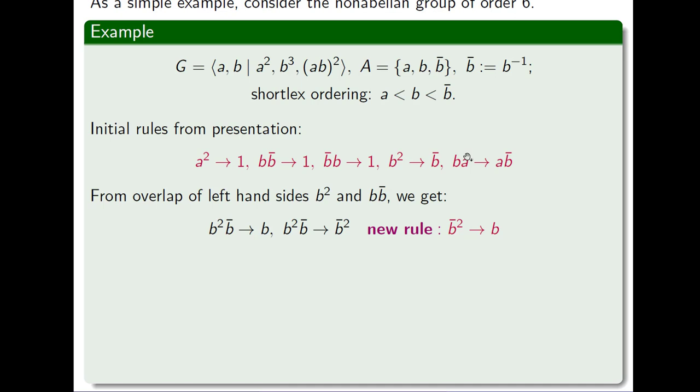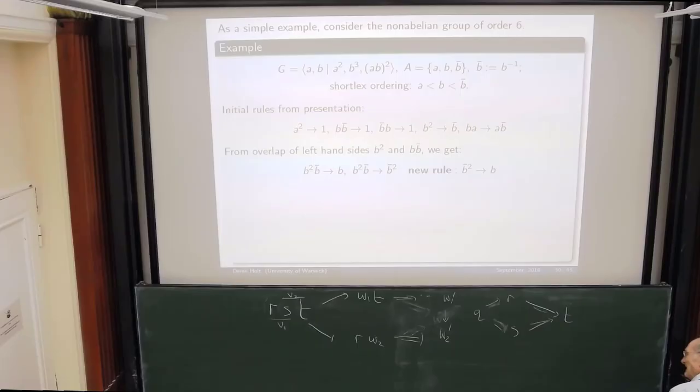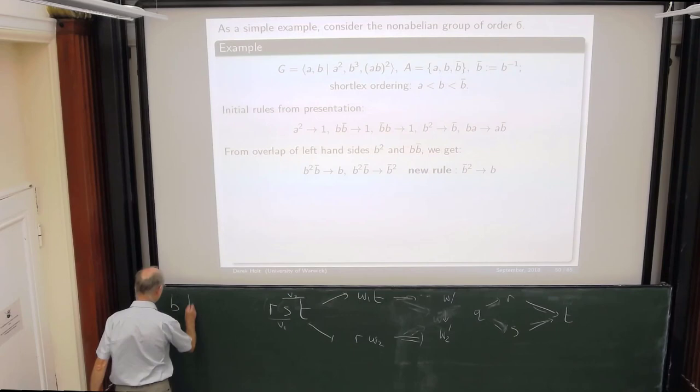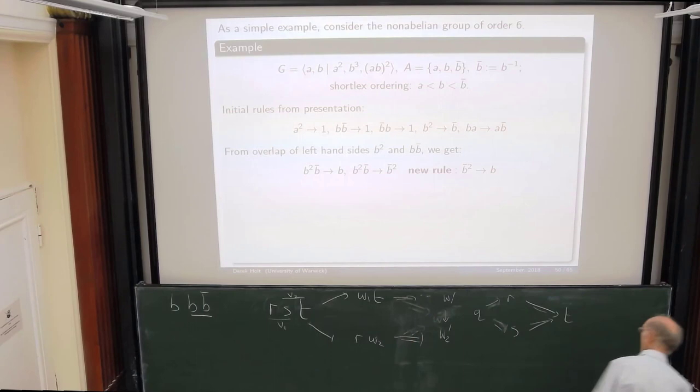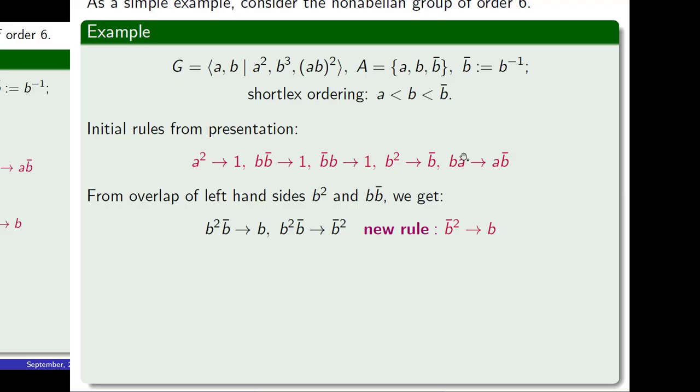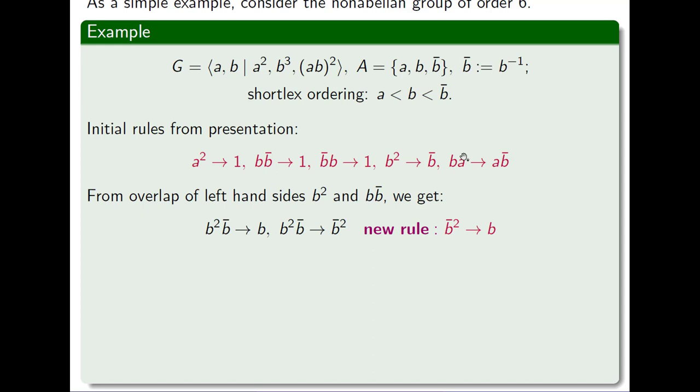Okay, so we look at B squared times B inverse. B squared reduces to B times B bar, so I should have written that as B bar. Now, B bar, that's B inverse, reduces to the identity, so the whole word just reduces to B. On the other hand, B squared reduces to B bar, so the whole thing reduces to B bar squared. At this stage, both B and B bar squared, B inverse squared, are irreducible because they don't involve any left-hand sides. So we can't do anything further.